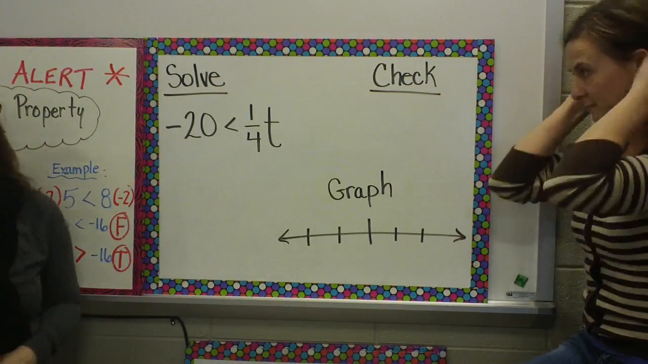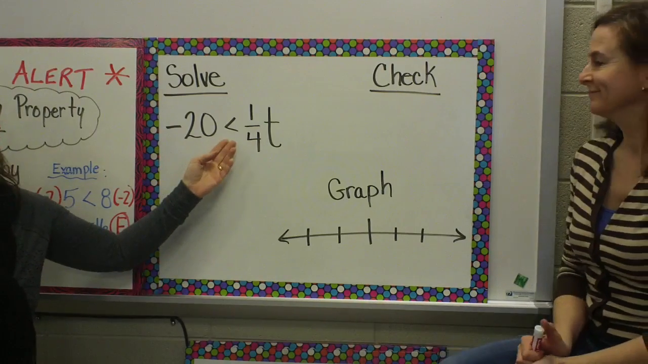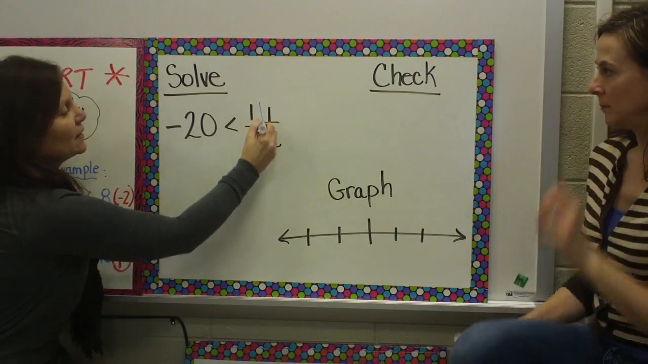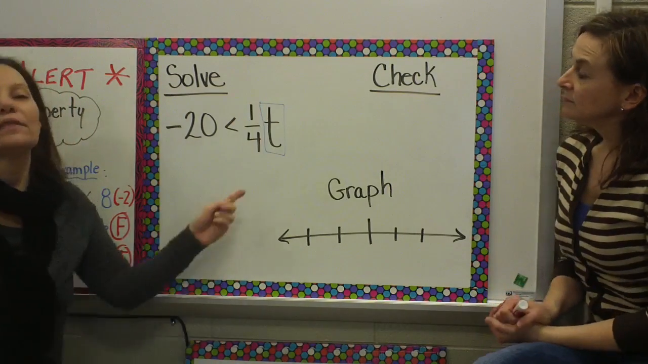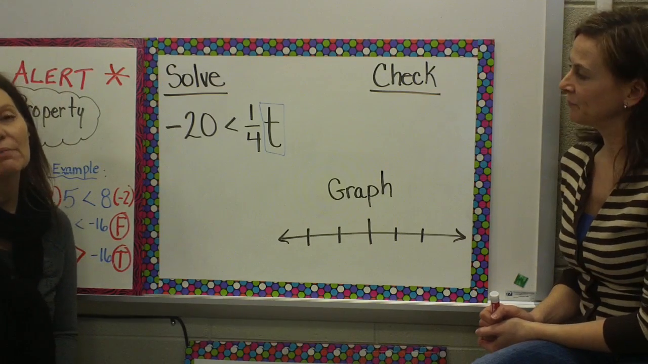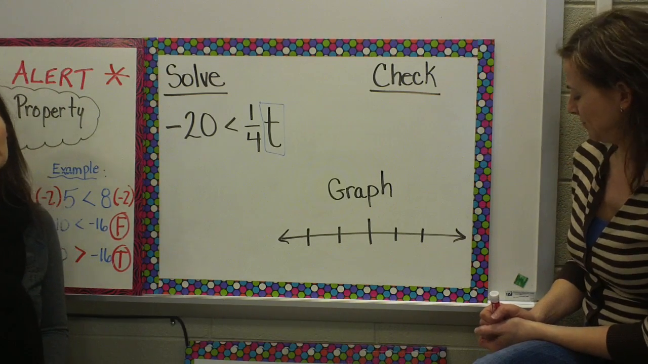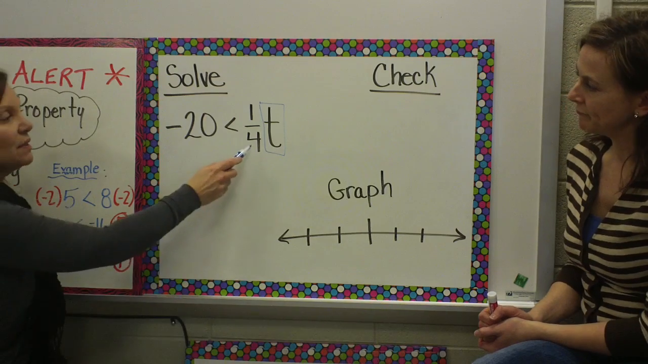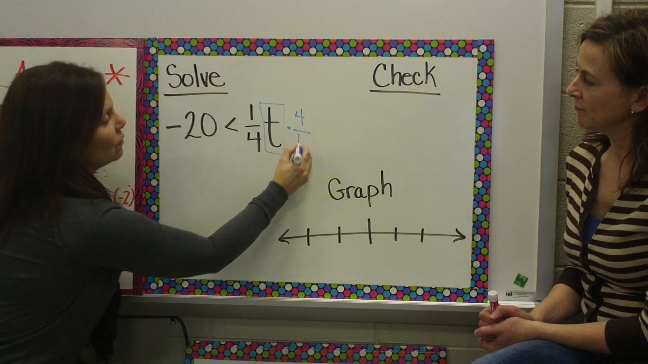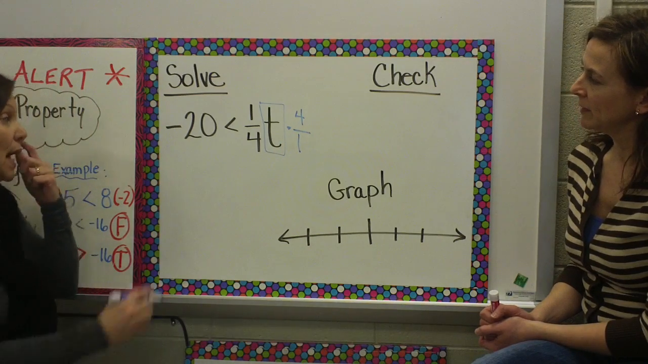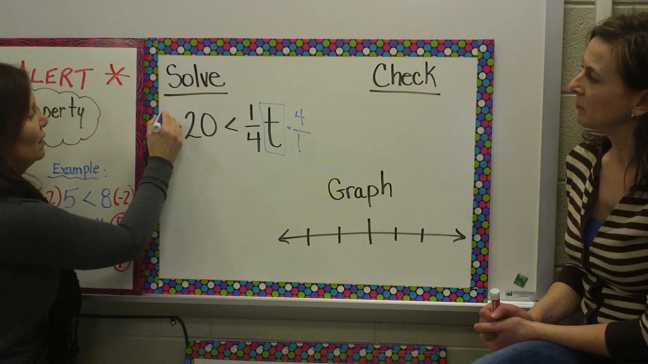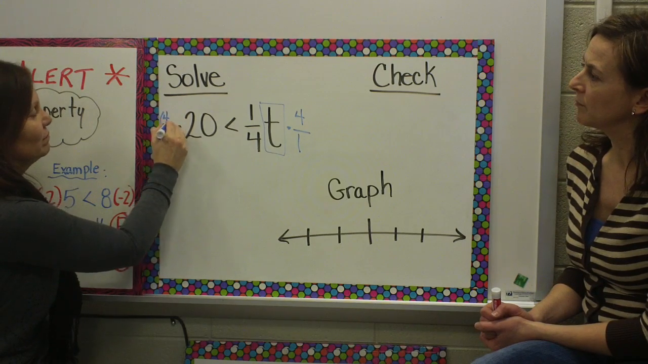Our next practice problem has negative 20 is less than 1/4 times t. Remember, I want to isolate my variable. In this situation, I'm multiplying by a fraction. So our rule when multiplying by fractions is to multiply by the reciprocal. The reciprocal of 1/4 is going to be 4 over 1. On my opposite side, I will also multiply by 4 over 1. You have to squeeze it in here.